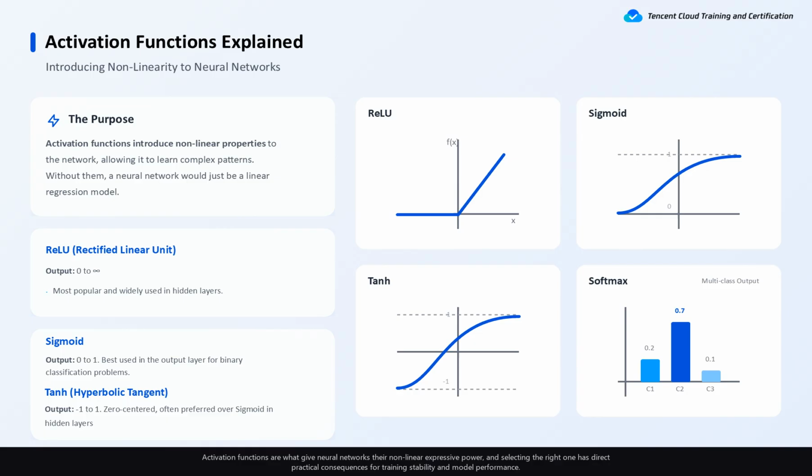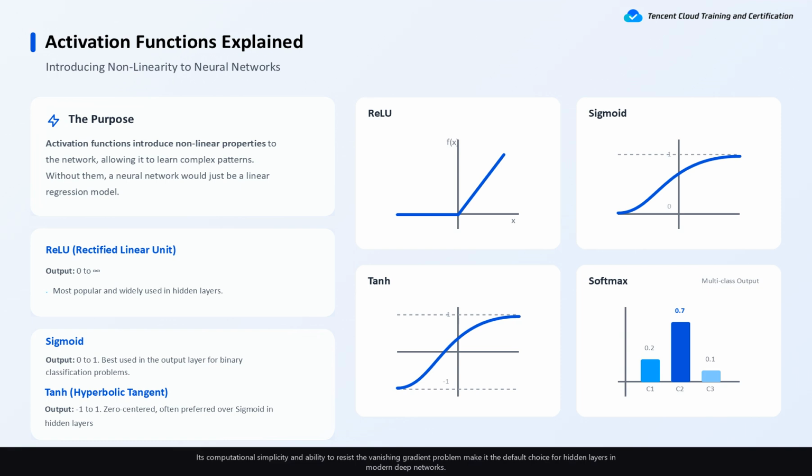Activation functions are what give neural networks their nonlinear expressive power, and selecting the right one has direct practical consequences for training stability and model performance. Without activation functions, no matter how many layers you stack, the entire network can only compute linear transformations, fundamentally limiting what it can learn. The four most important activation functions each have distinct properties.